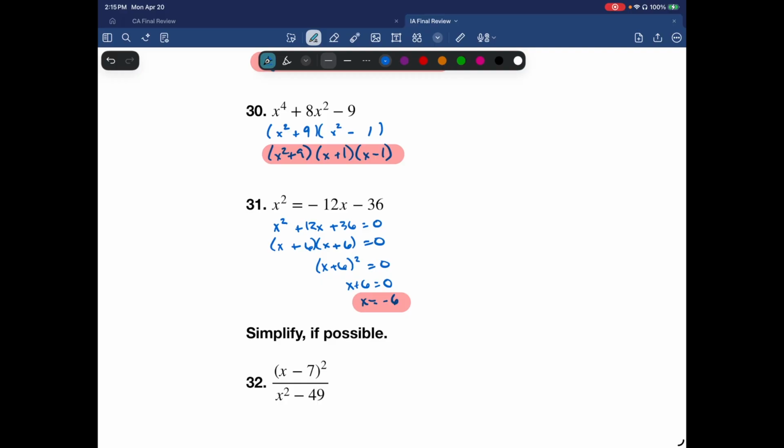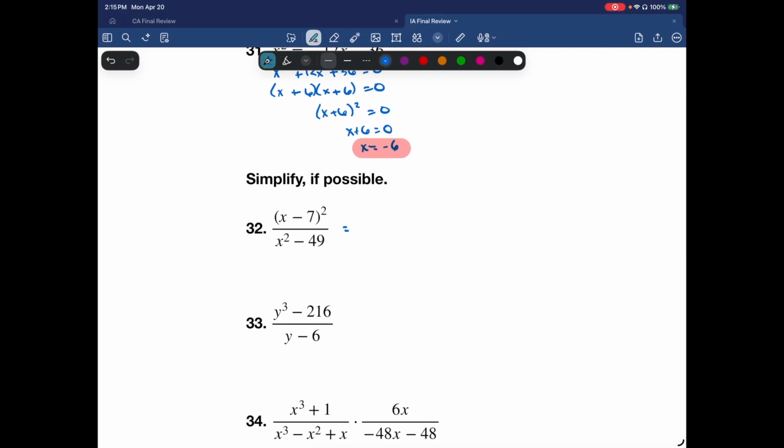Now on 32, this is a rational expression, so this is going to be x minus 7 twice. X squared minus 49 breaks down to x plus 7, x minus 7. Cross out what you can. If it's the same on top as it is on the bottom, you get rid of it. And I'm left with x minus 7 over x plus 7.